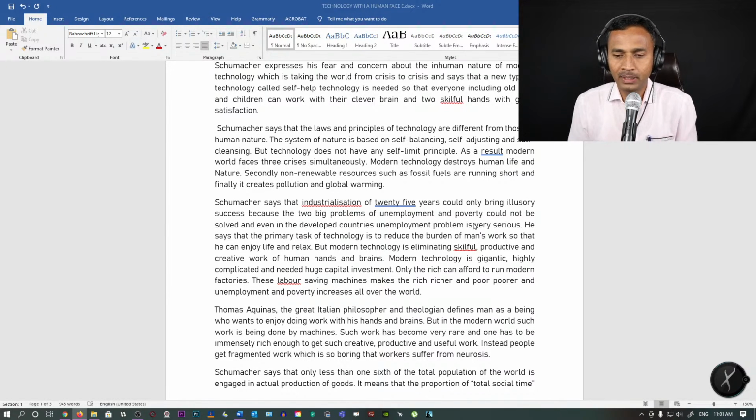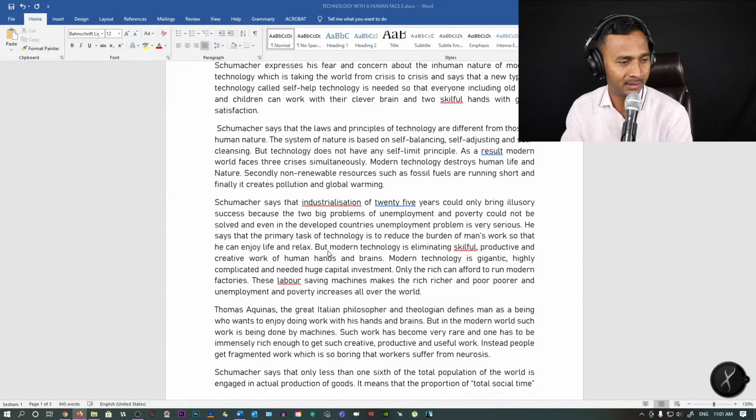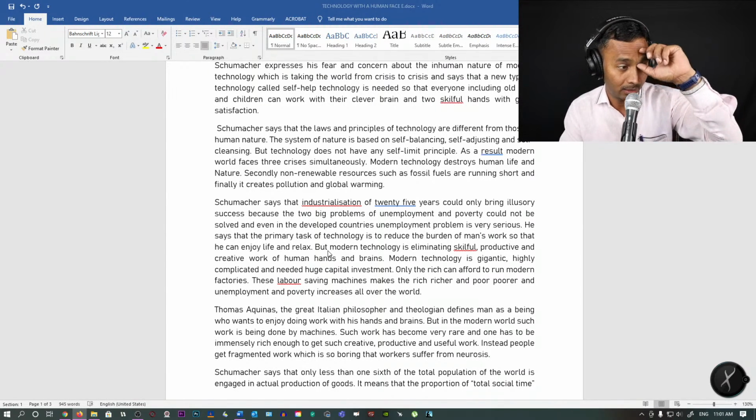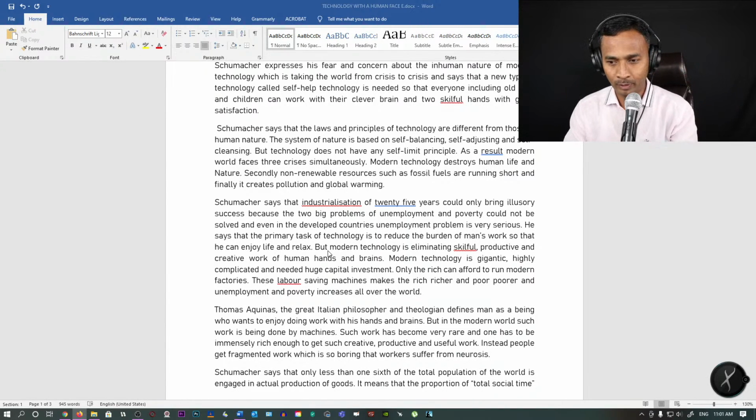Now, in order to develop any economy, or any power, any nation, these important things to be kept in mind are poverty and unemployment.